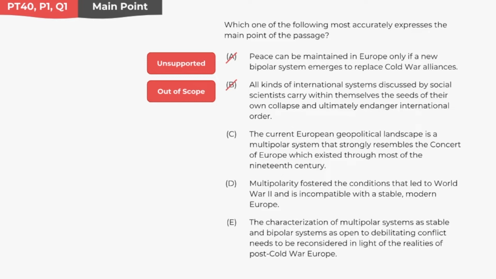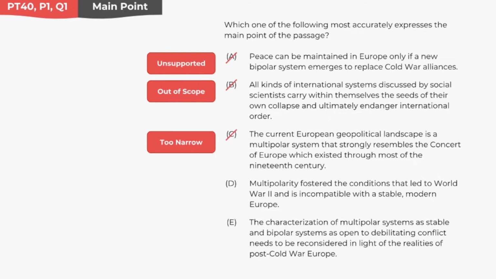Answer choice C says that the current European geopolitical landscape is a multipolar system that strongly resembles the concert of Europe, which existed through most of the 19th century. This may be true, but it's definitely not the main idea. It's a point taken from the passage and presented, but it's not the main idea. It's simply too narrow. We're looking for a call for a reassessment of that traditional view.